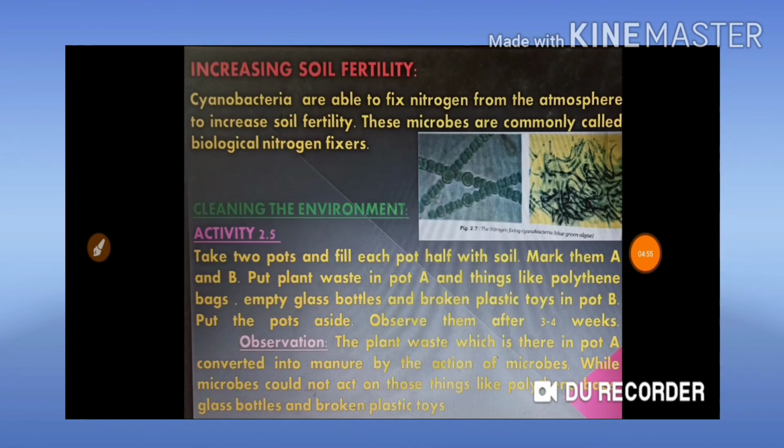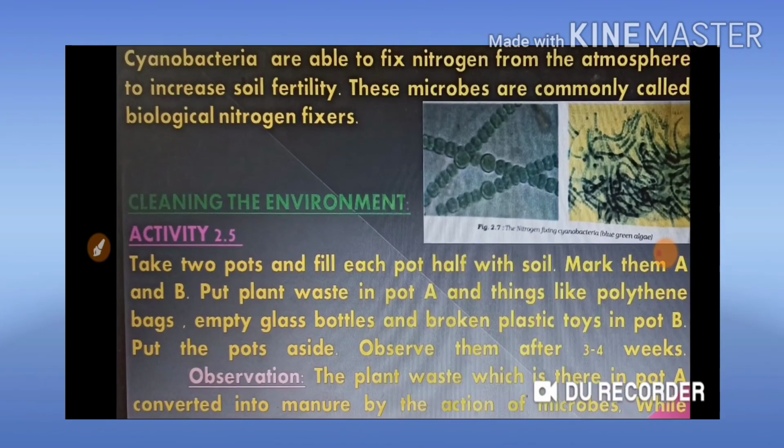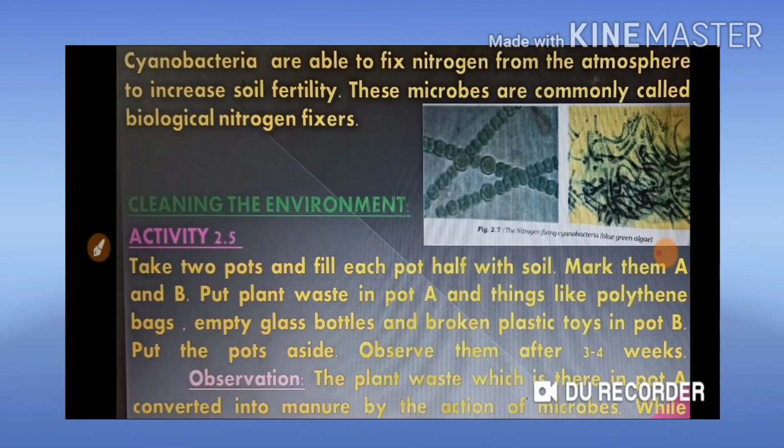That's why we can call these cyanobacteria microbes, and we can commonly call them biological nitrogen fixers. Are you getting my point? For example, you can see here in your textbook, page number 22, they have given this.